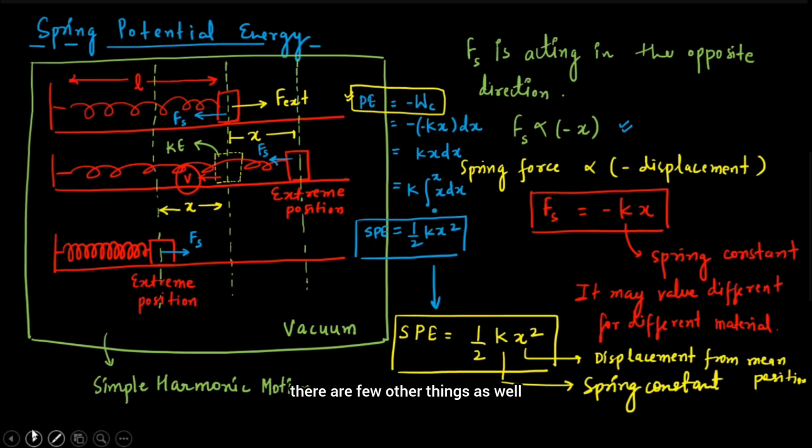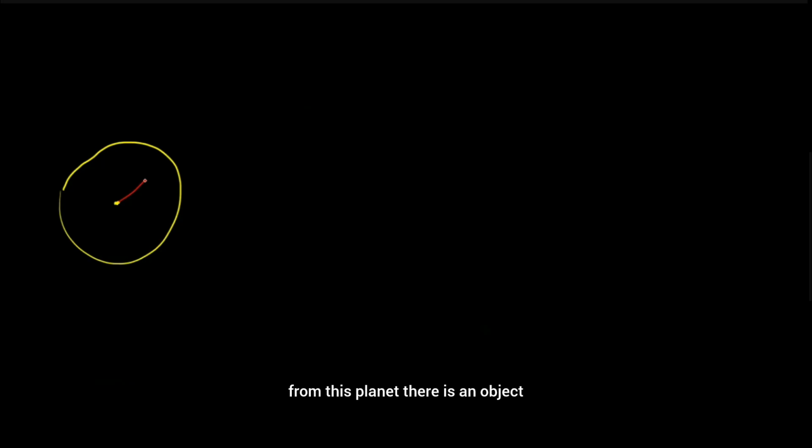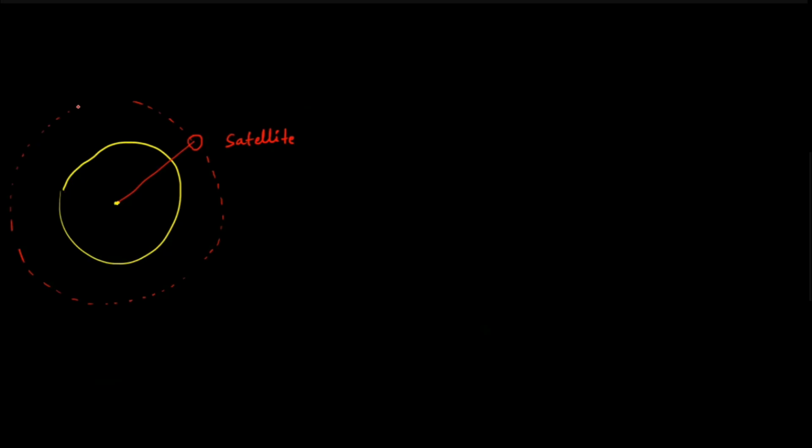Apart from this, there are a few other things that we need to know here. Suppose this is the planet. This can be any planet. And around this planet, there is an object we can call a satellite, revolving around this planet in some of the possible ways.